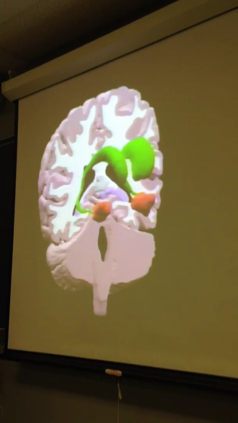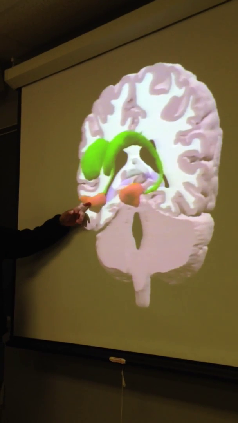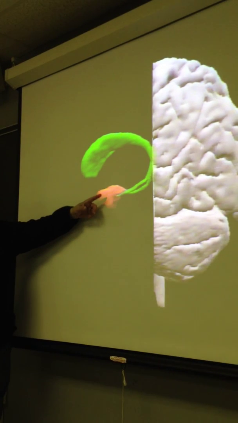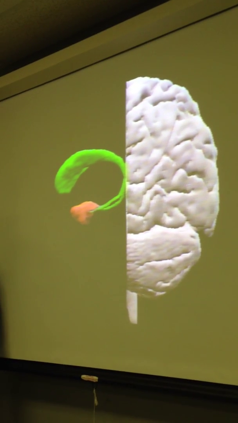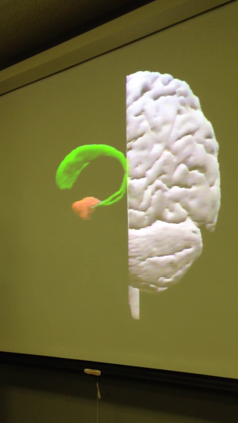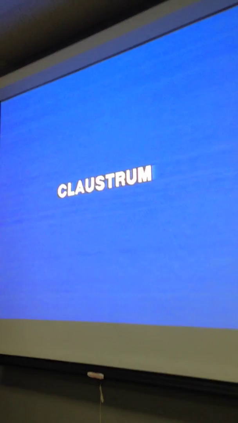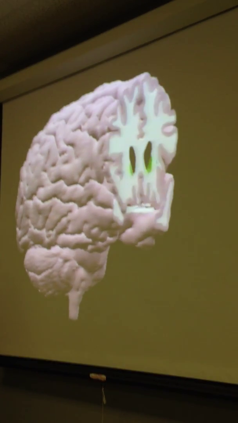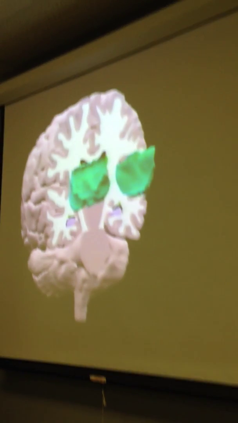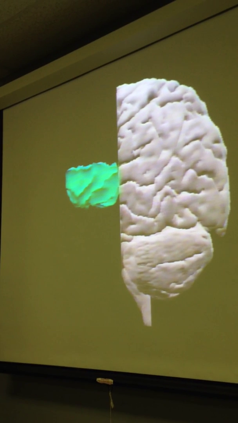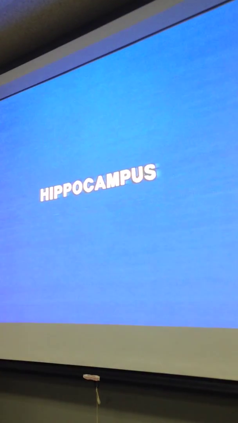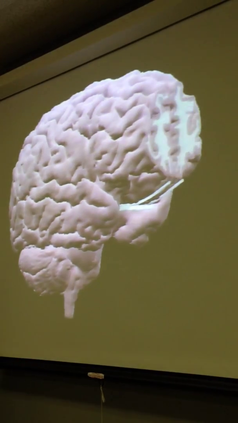Okay, so here in this section you can see the amygdala together with the caudate. So the thin end of the caudate is next to the amygdala. Here's the claustrum. It looks like shells. So claustrum is a nucleus. It's not white matter.